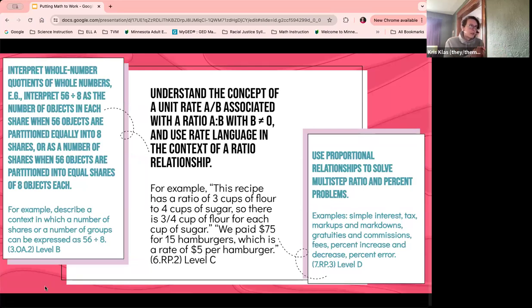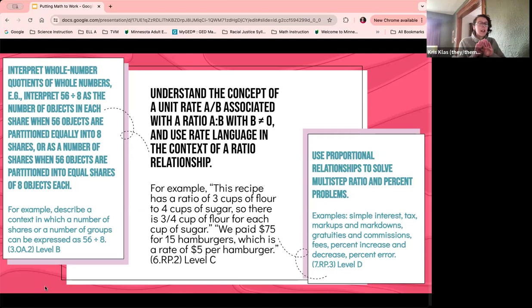Understanding the concept of a unit rate, A divided by B, associated with a ratio, A to B, where B is not 0. And I loved it because the CCRS actually has this example in the book. We paid $75 for 15 hamburgers, which is a rate of $5 per hamburger. Great, yes, that's exactly what we're trying to do here when we're figuring out our cost of goods. And that standard is in level C, and it's 6.RP.2. That 6 means it's a grade 6 standard, and the RP is for ratios and proportions.